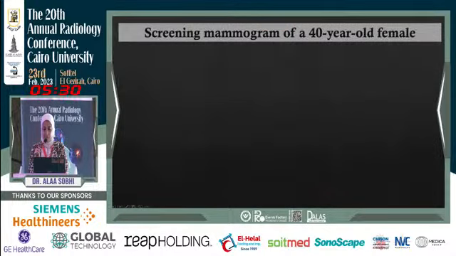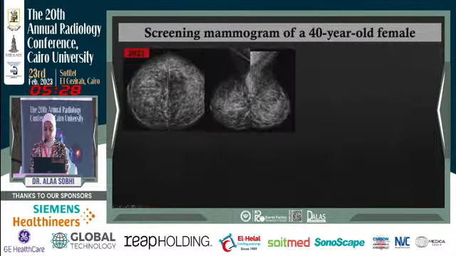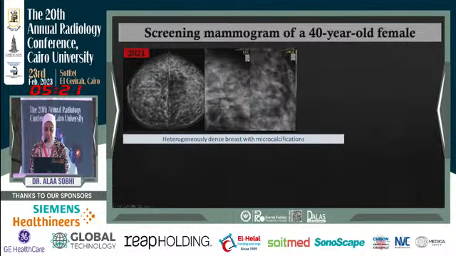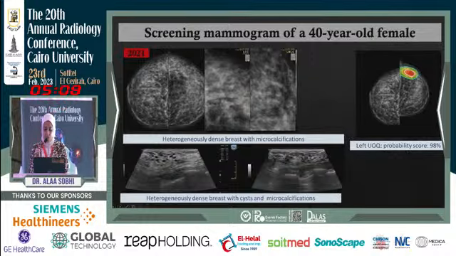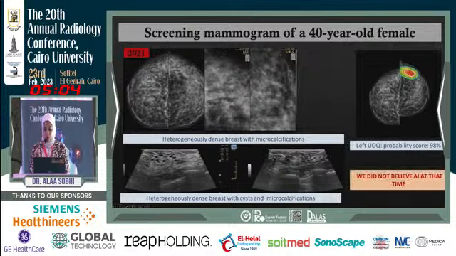Another case, screening mammogram of a 40-year-old female. She came in 2021, and the breast was also heterogeneous. There is a left upper outer quadrant pleomorphic microcalcific focus. The AI score was very high, 98%. The ultrasound showed heterogeneous dense breast with a cyst with microcalcification. So we didn't believe the AI at that time.